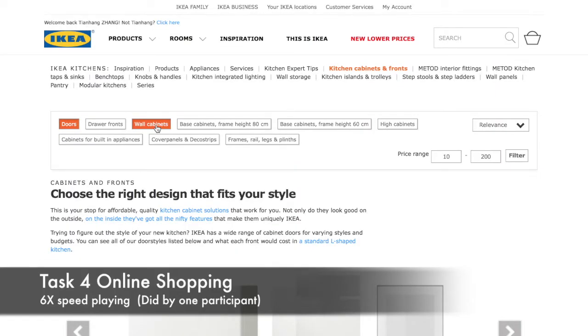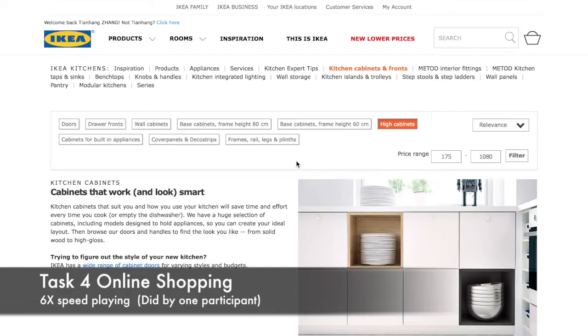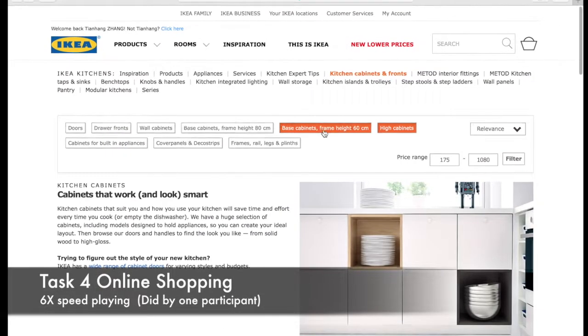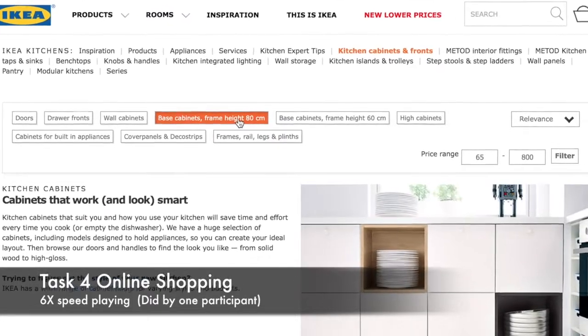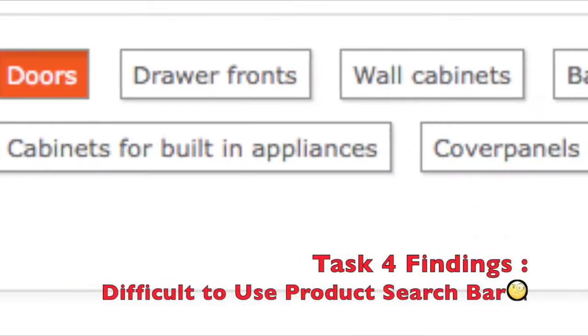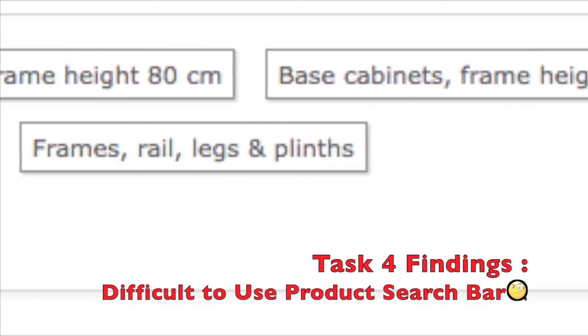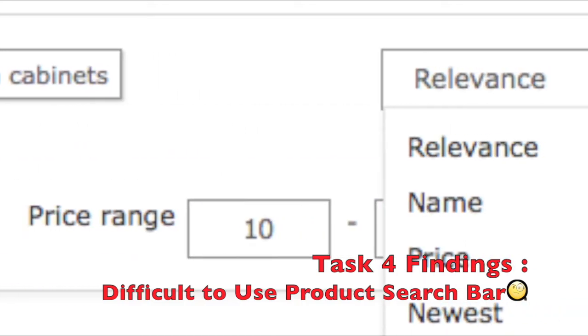Task 4. Online shopping. Some participants find it is difficult to use the product search filter. They cannot set a product size range. In addition, it would be better to provide price high to low, low to high, product name A to Z, Z to A, sort options.